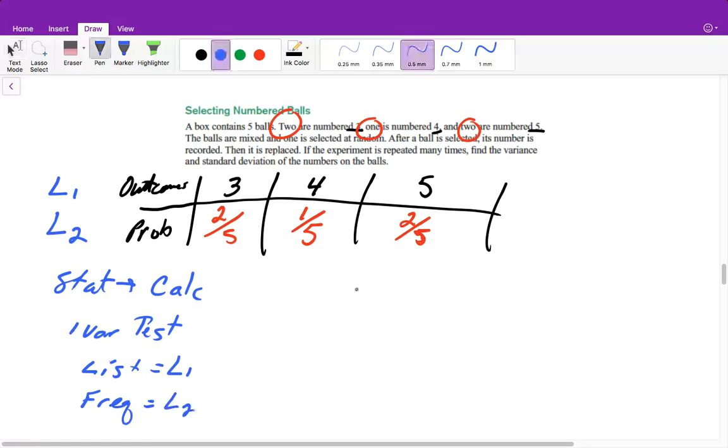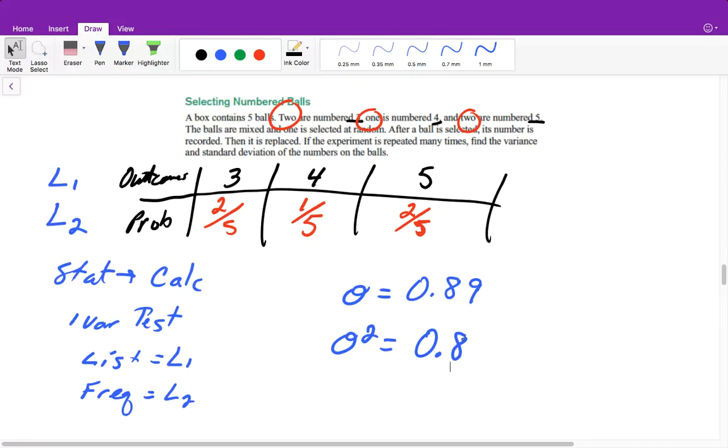After you type this into your calculator, you will get that your standard deviation is equal to 0.89. So our standard deviation is 0.89. And if we want to find our variance, we need to square our standard deviation, and that will be equal to 0.8. All right, if you're having trouble with this on your calculator, please let me know.